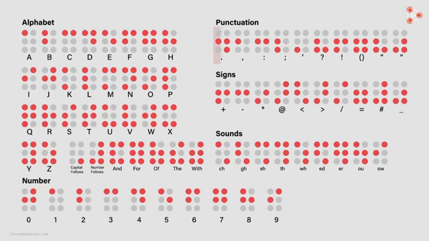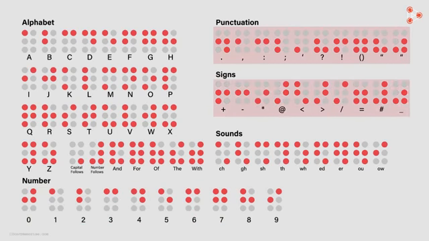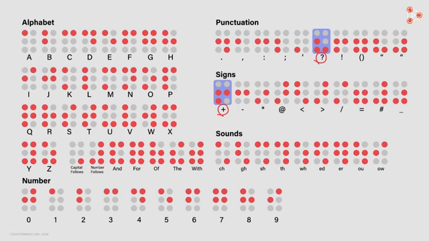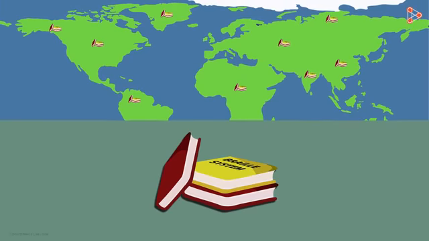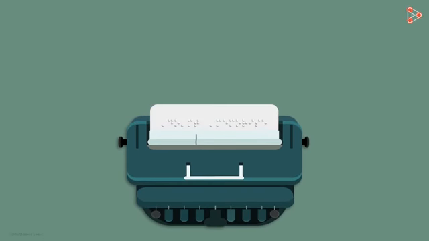We also have patterns for punctuations and signs. You can see that this cell represents the question mark sign, whereas this cell represents plus sign. Braille system is the most popular system for the visually challenged people used across the world. Braille text can be produced by hand, or nowadays it is produced using specific typewriters as well.